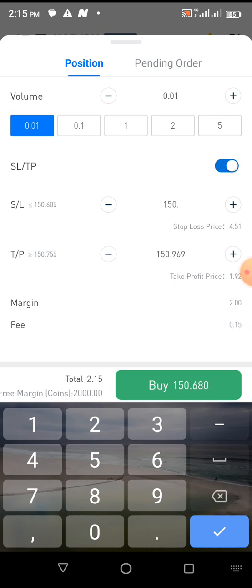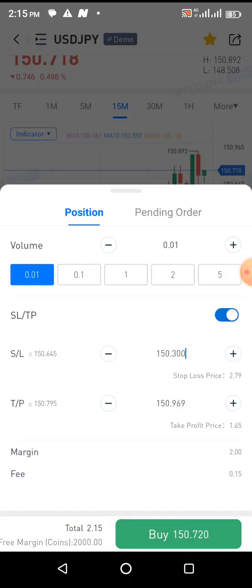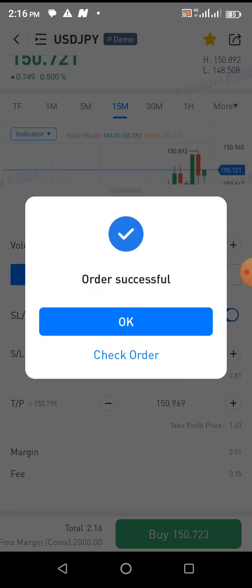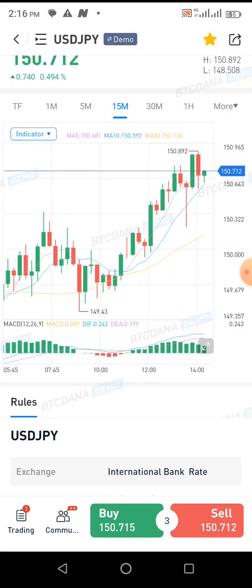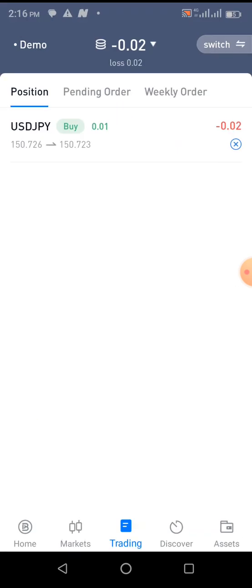You take it down to 300 or thereabouts. Okay, so after you're done with all that, you now place your buy position and take your order. See, you can see your order has been taken. That's how you place your order. You can see it's going.